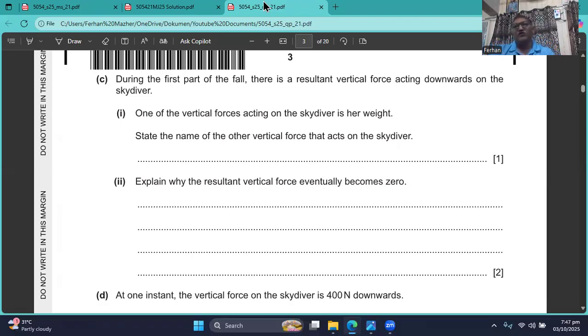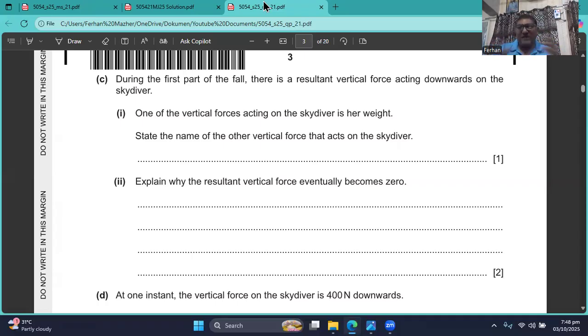So the downward force, which is weight, remains the same, but gradually as the speed is increasing, the air resistance is increasing. That's why the resultant force is equal to the weight minus the air resistance; because the weight is the same, but the air resistance is gradually increasing, the resultant force is gradually decreasing. Eventually, what happens? At some point, the speed of the body becomes so much that the air resistance experienced by the body becomes equal to the weight of the body.